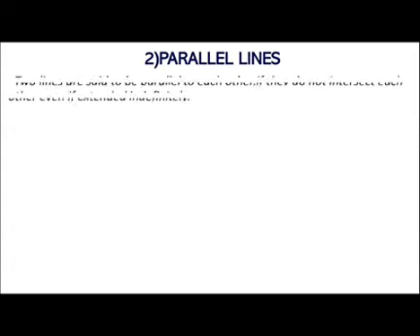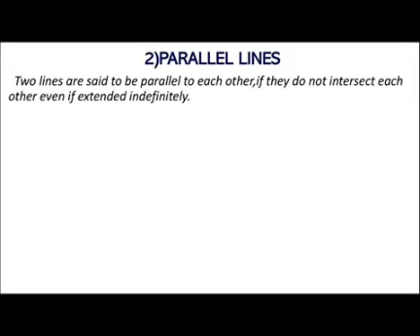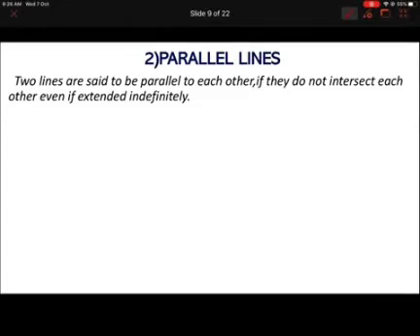Next, the next pair of lines that we are going to learn is parallel lines. You're all familiar with what the definition is. What are parallel lines? Two lines are said to be parallel to each other if they do not intersect each other even when extended indefinitely.